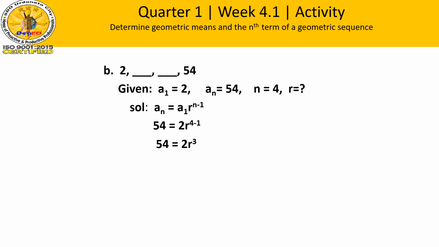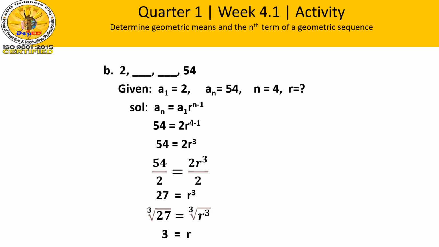Now to eliminate the value of 2, we'll have to divide both sides of the equation by 2. So 54 divided by 2 is 27. 2 divided by 2 is now equal to r cubed. Then let us extract the cube root of both sides of the equation. We have the cube root of 27 is equal to the cube root of r cubed. So you have now 3 is equal now to the cube root of r cubed, which is r. Therefore, the common ratio is equal to 3.